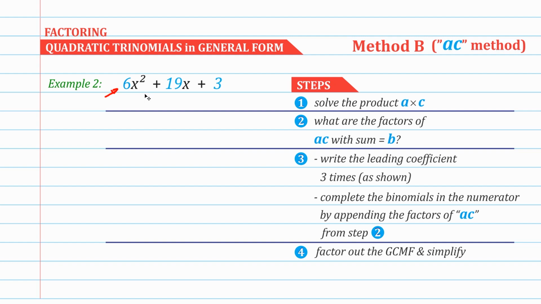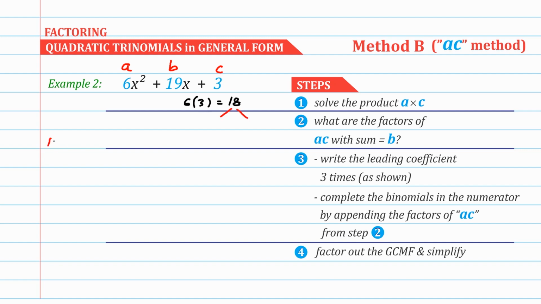Now, what do we do? Step 1. Solve the product AC. Let's try to identify A is 6, B is 19, and C is equal to 3. So, writing AC, 6, that is A, times C, which is 3. 6 times 3 is equal to 18. Now, step 1 done. Next step, what are the factors of AC with sum equal to B?